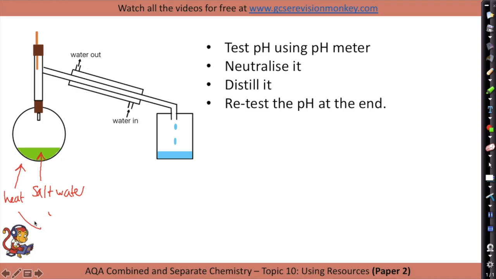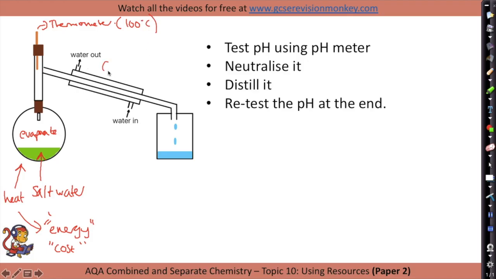So the main disadvantage of this is that it requires lots of energy and therefore costs a lot to get our potable water. The water within the solution will evaporate when it reaches its boiling point, and it will go up this tube here. This thermometer in the top just helps us determine when the water is boiling, because water boils at 100 degrees C.